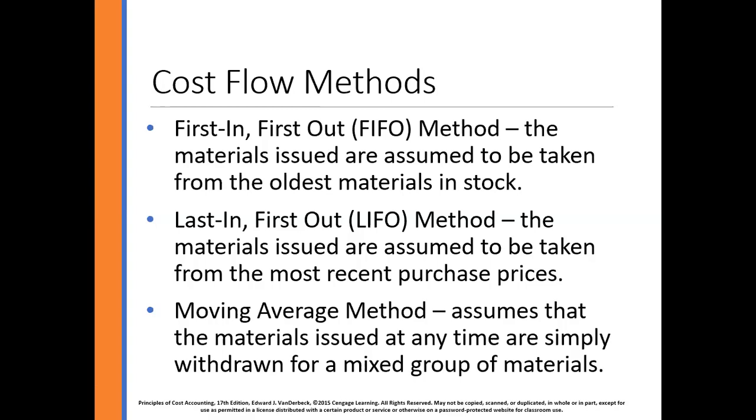And then the moving average method, the average cost method, the weighted average cost method. Basically, we calculate a weighted average cost per unit, so it doesn't necessarily matter if the units are older or purchased more recently. We're going to calculate a weighted average cost for every unit, and that's going to be the cost assigned to each unit. The next few slides show us examples of each one of these.